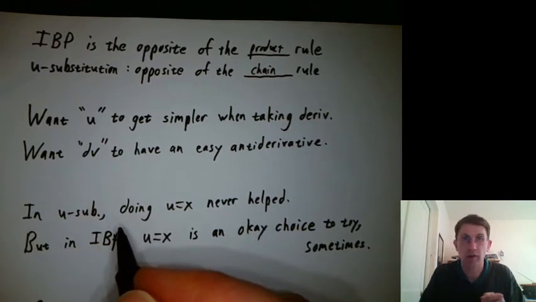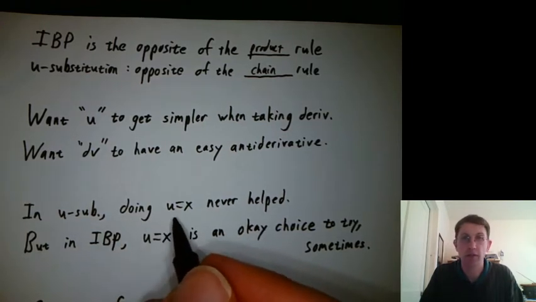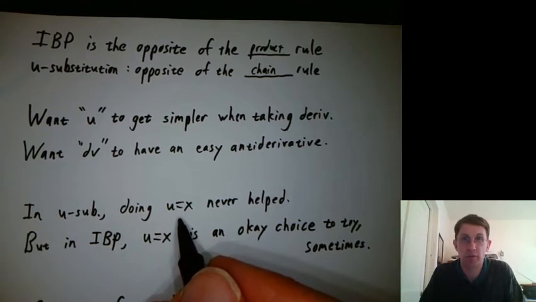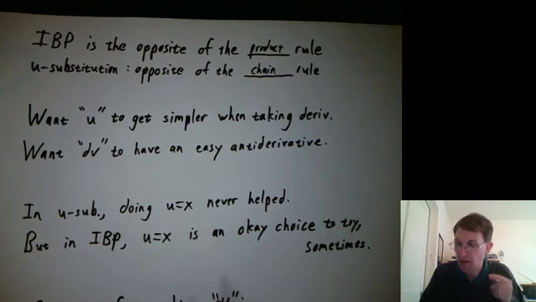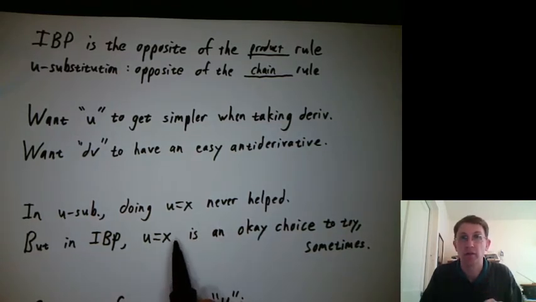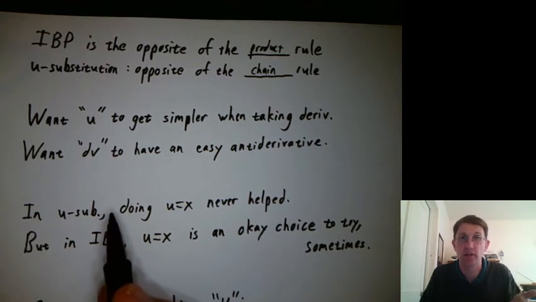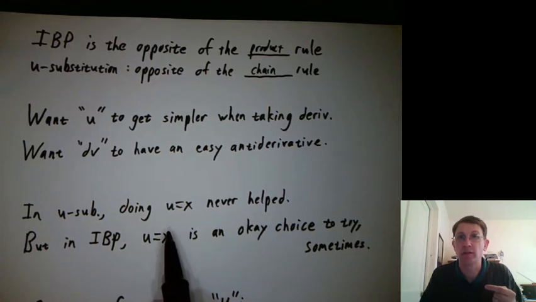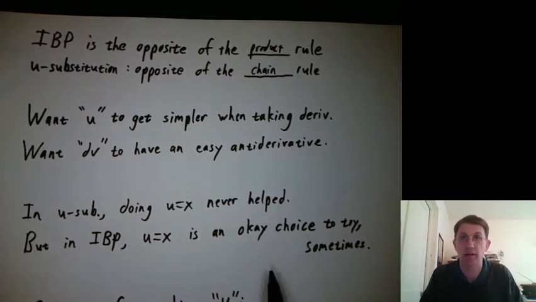Another thing to think about: when we were doing U substitution, doing U equals x was just changing the name of the variable and didn't actually make the integral any easier at all, so we never did that. In integration by parts though, if I use U equals x, what's du going to be? Dx, which sounded silly in U substitution, but that actually makes it simpler, right? A constant like 1 times dx is simpler than x, and so it's actually a reasonable choice to try in a lot of cases.